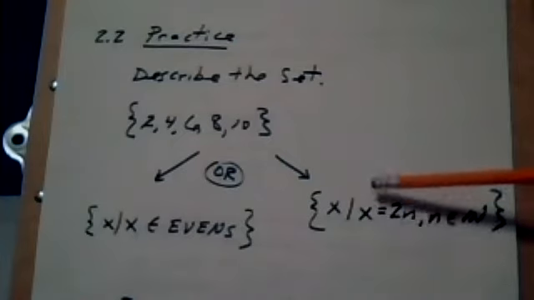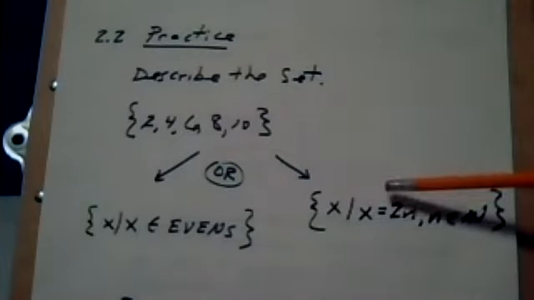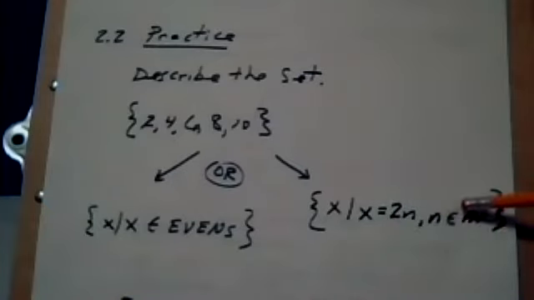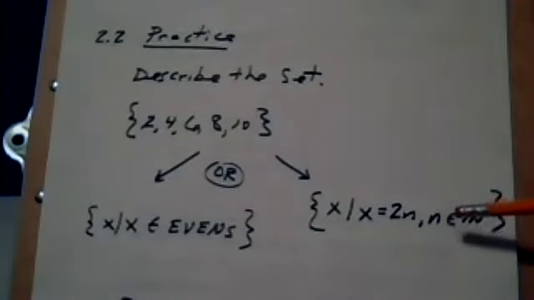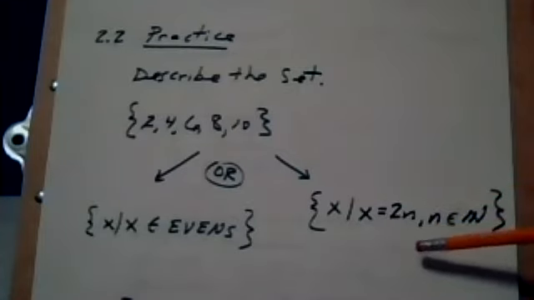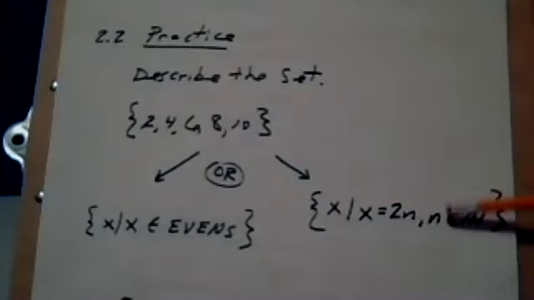Or you could describe the same list of numbers, the same set, this other way. The members of this set are those X's such that the X is produced by multiplying 2 times n, where n is coming from the natural numbers. Remember, the natural numbers are the counting numbers. And then you would put another specification that you're only going to go from 2 to 10. You can make this description a little bit more clear.